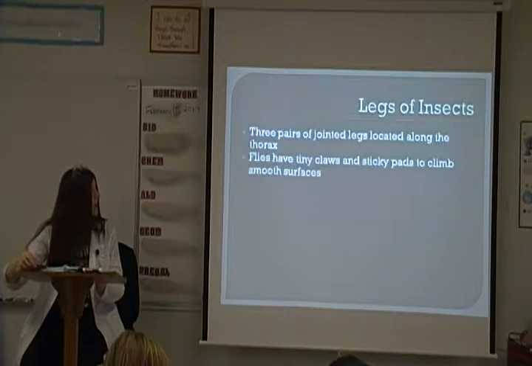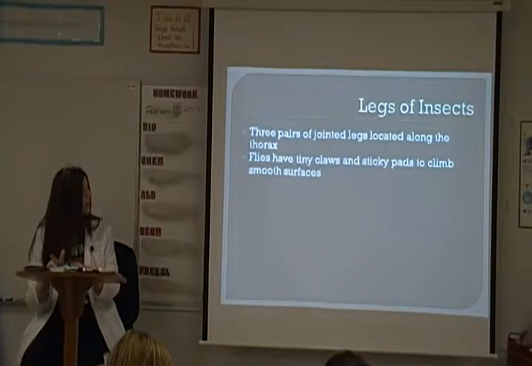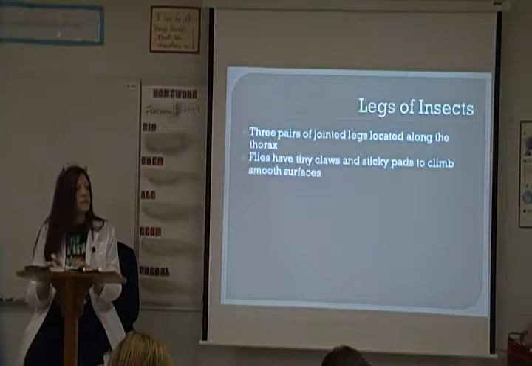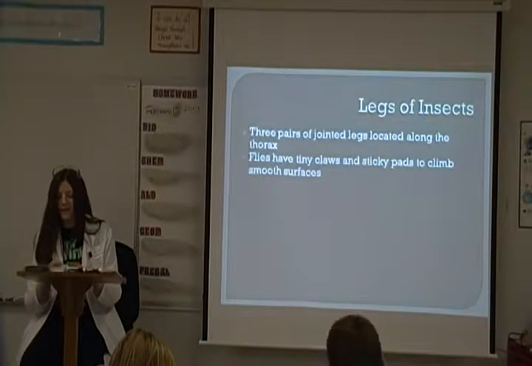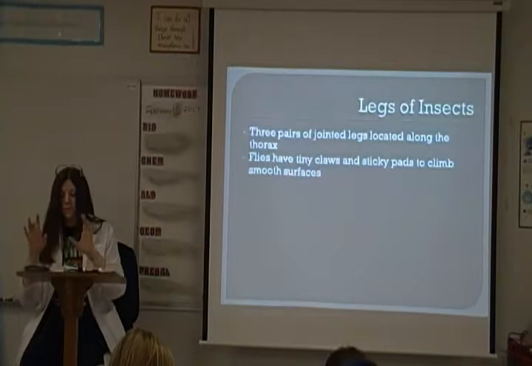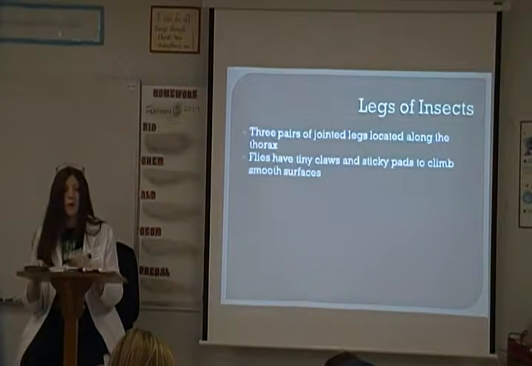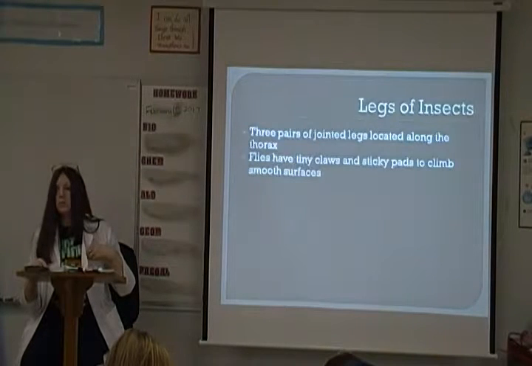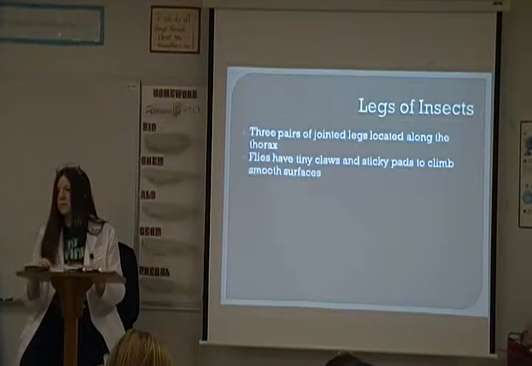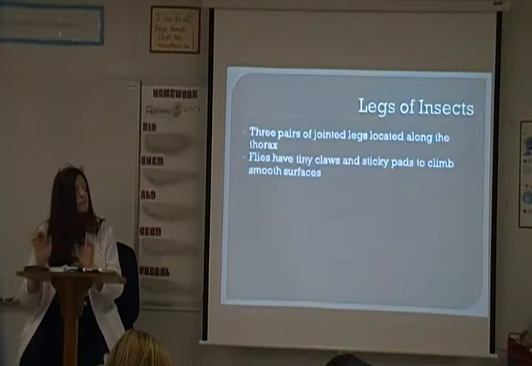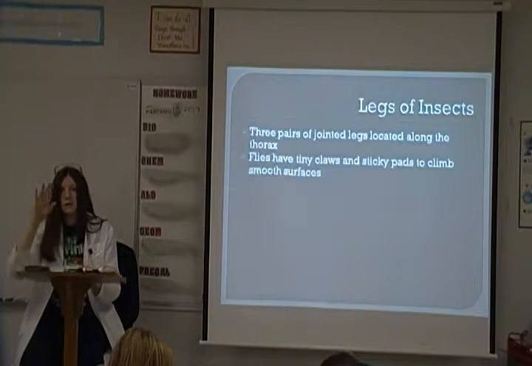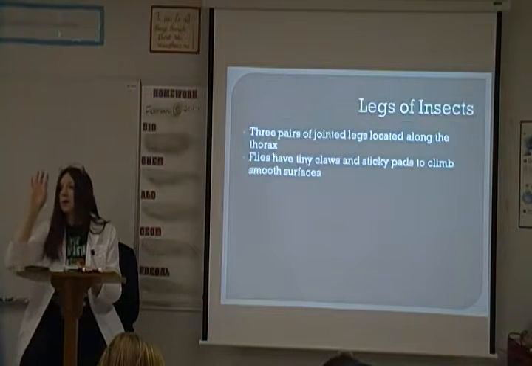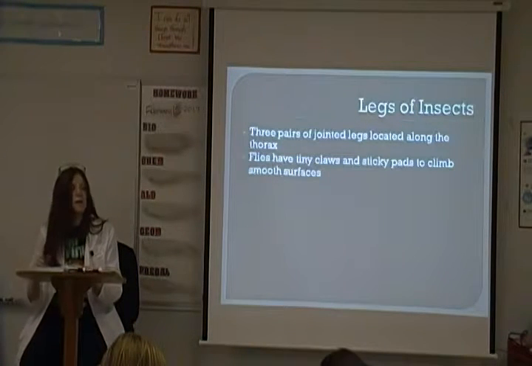For example, flies. Flies' legs have tiny little claws and sticky pads on them. And these enable them to climb smooth surfaces. That's why flies can crawl on your window. Even though that's glass and it's smooth, they have those little sticky pads on them so they can stick to that. And they can climb straight up, or they can walk on the ceiling, whatever it may be. That's why.